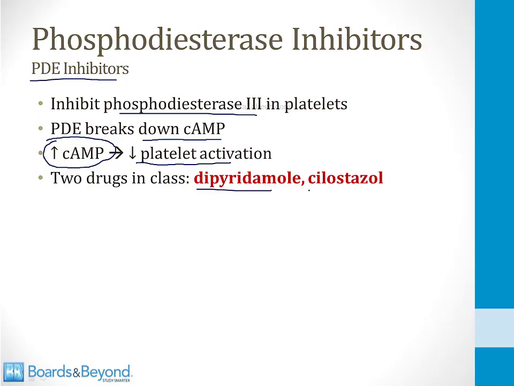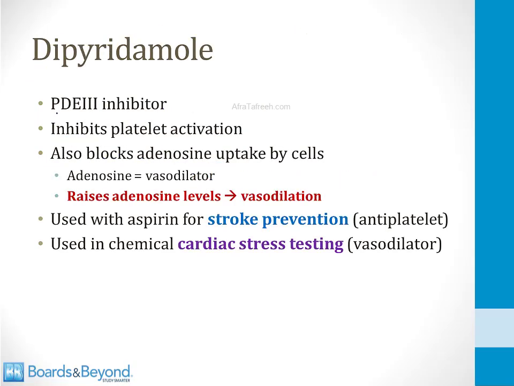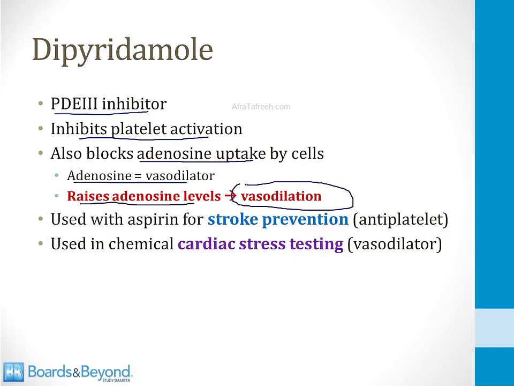One's called dipyridamole, the other's called cilostazol. So dipyridamole is a PDE3 inhibitor that inhibits platelet activation. It also has another effect. It blocks adenosine uptake by cells. Adenosine is a vasodilator, so when you block the uptake of adenosine by cells, you raise adenosine levels, and this can lead to vasodilation, which is responsible for some of the other uses of dipyridamole besides antiplatelet. It's also responsible for many of the side effects.